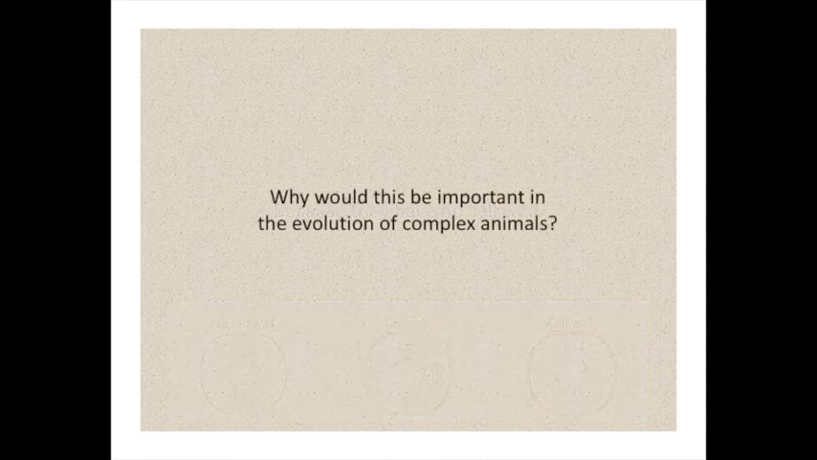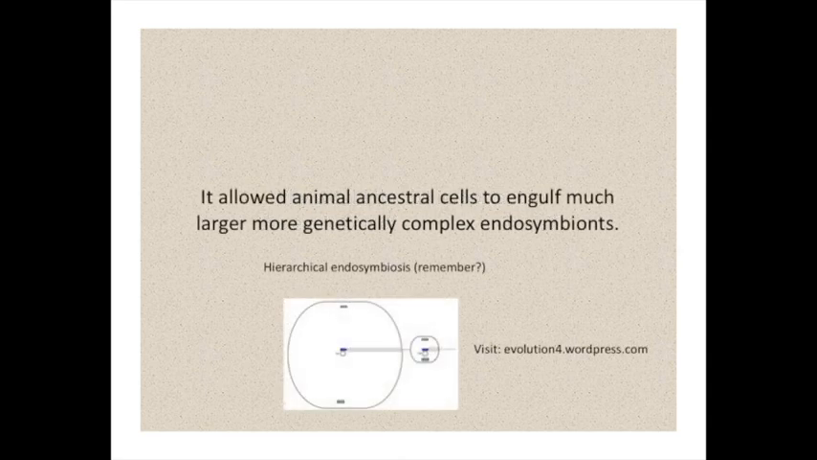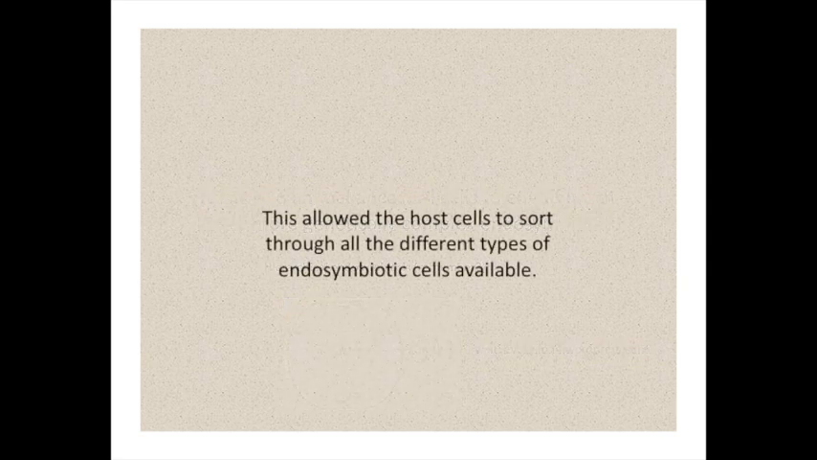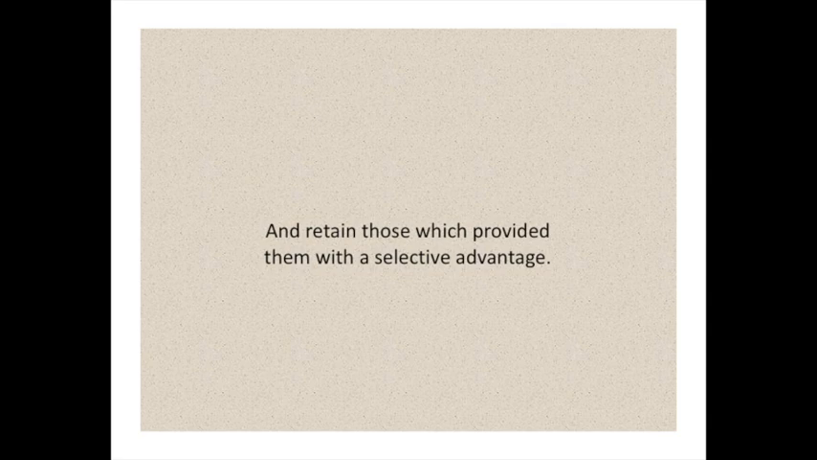Why would this be important in the evolution of complex animals? It allowed animal ancestral cells to engulf much larger, more genetically complex endosymbionts. This allowed the host cells to sort through all the different types of endosymbiotic cells available to them and retain those which provided them with a selective advantage.